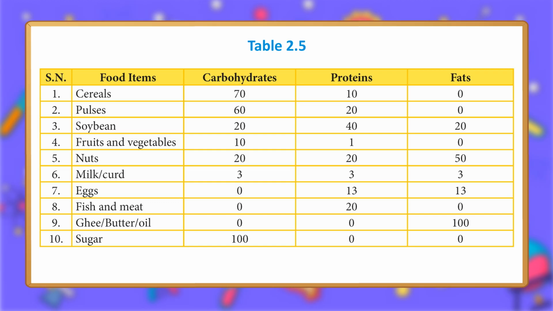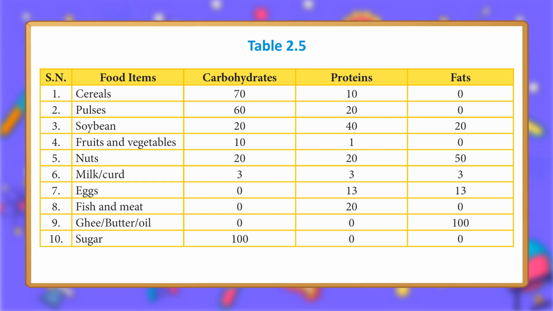4. Fruits and vegetables: 10, 1, 0. 5. Nuts: 20, 20, 50. 6. Milk/curd: 3, 3, 3. 7. Eggs: 0, 13, 13. 8. Fish and meat: 0, 20, 0.